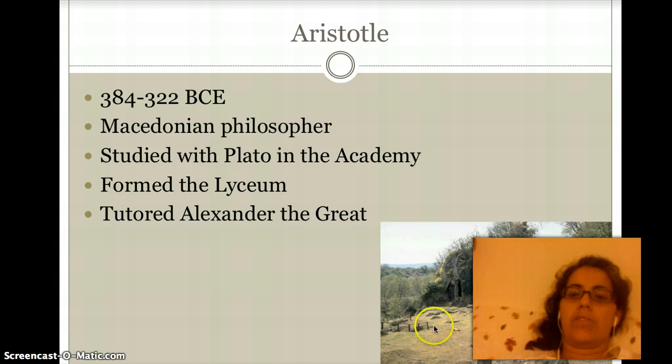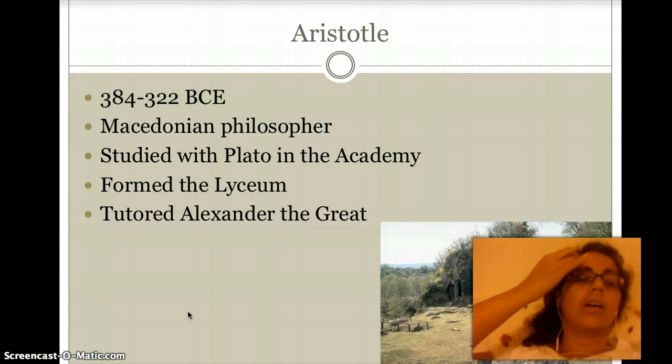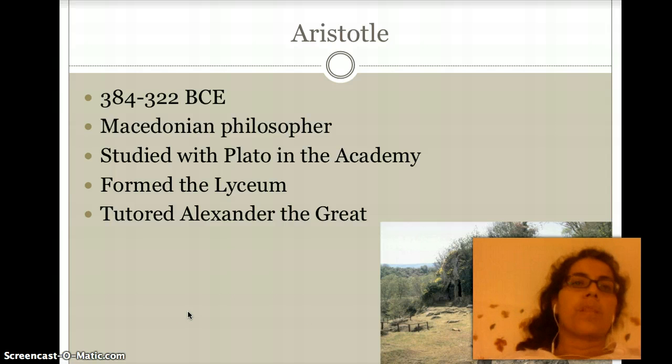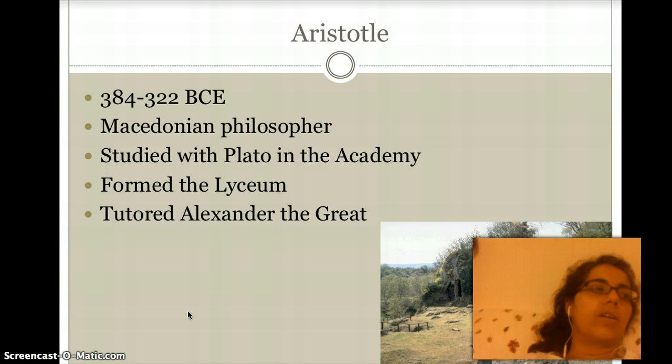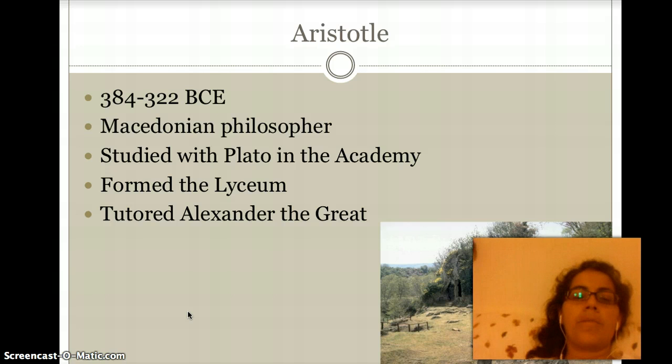This is an image of the ruins of where we think the Lyceum was established. One of Aristotle's students is going to be Alexander the Great, the Macedonian warrior emperor who conquered Persia, or who traveled as far as Persia. And the reason why Aristotle is Alexander the Great's tutor is because both of them are from Macedonia.